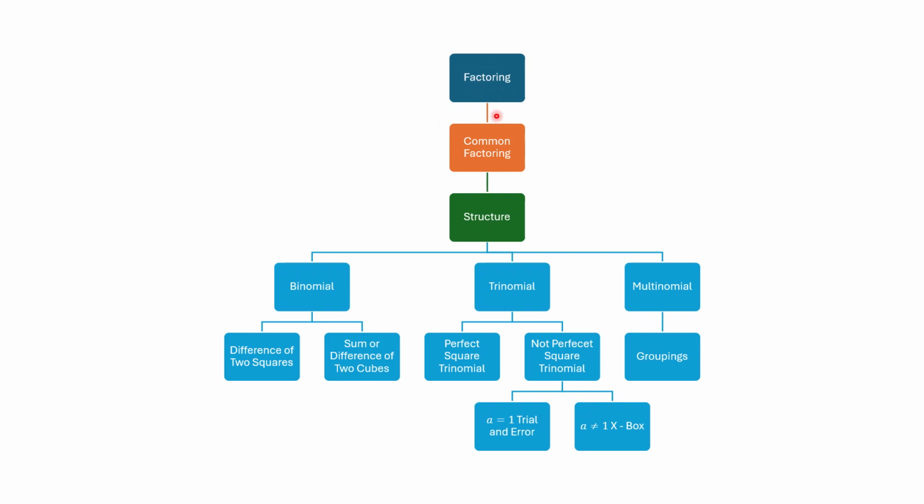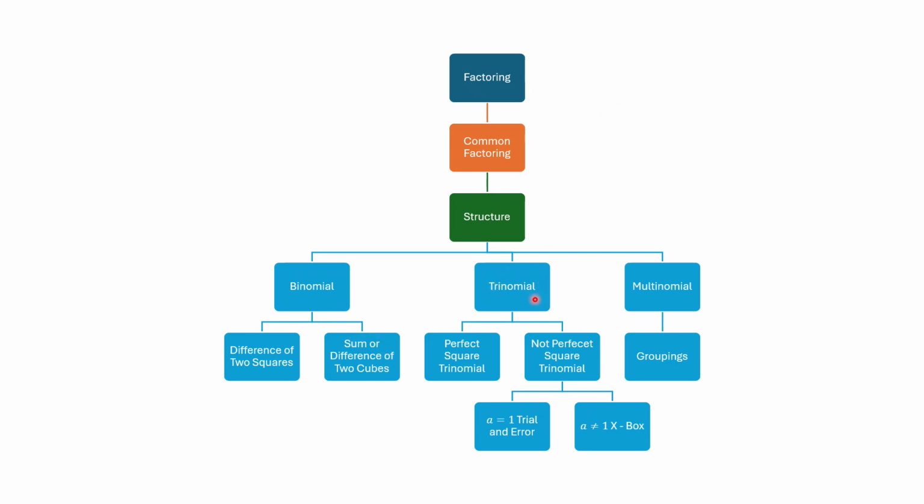Now, you start factoring by doing the common factoring. Now, if you have the common factoring, technically, when you take it out, you check now the structure. Now, the structure could be binomial, trinomial, or multinomial. Now, if you have a binomial, you check if it is a difference of two squares, or it could be a sum or difference of two cubes.